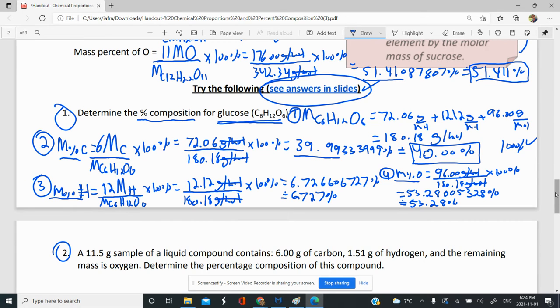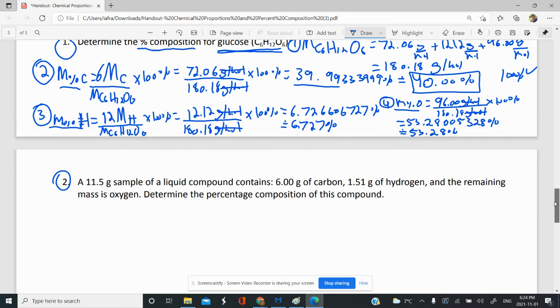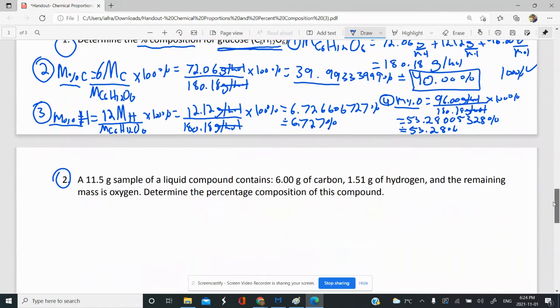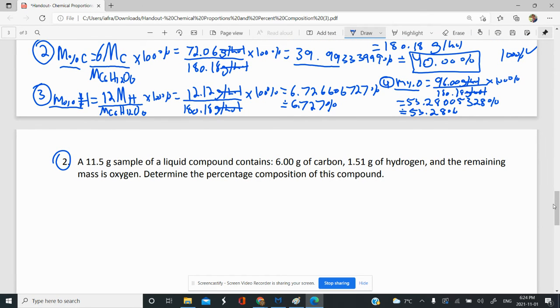So that was for that example where we didn't have mass data, but we had the molar mass that we could figure out. Now, in some cases, again, you don't have a formula. And so because you don't have a formula, you have to use mass data that's provided.